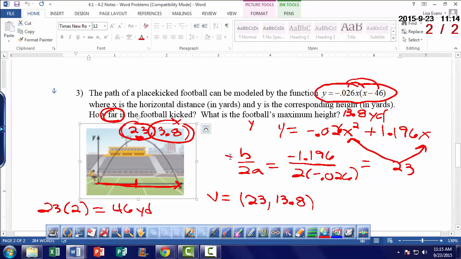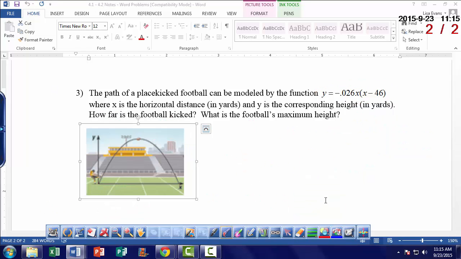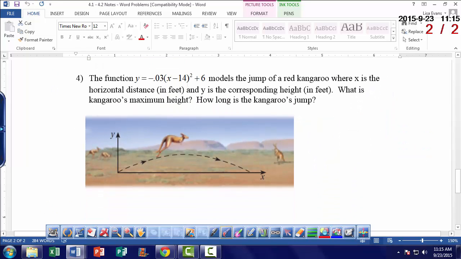Okay, let's go ahead and try another problem just like this. All right, this function models the jump of a red kangaroo where x is the horizontal distance in feet and y is the corresponding height in feet. What's the kangaroo's maximum height? How long is the kangaroo's jump? So again, I want this total distance here, and I want how high it goes. Now this is an easy problem. Look what form this equation's in. It's in vertex form. So if I pull out the vertex, I get positive 14 and positive 6.